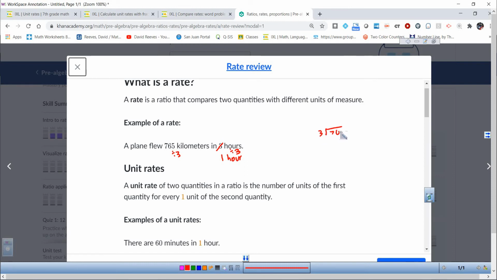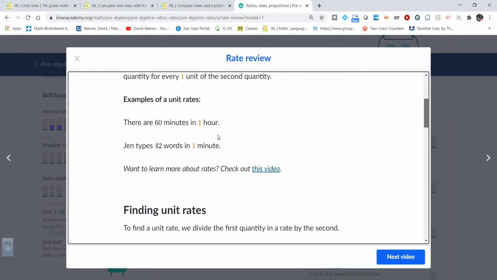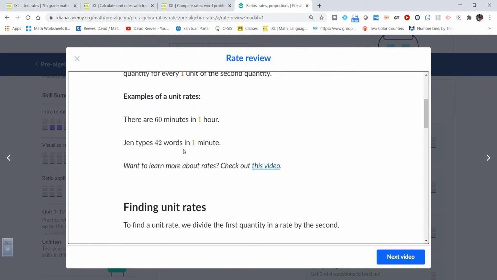So real quick, if I did 765 divided by 3, 3 goes into 7 2 times, right? 3 goes into 16 5 times. And 3 goes into 15 5 times, right? So it would be 765 kilometers in 3 hours would be equivalent to 255 kilometers in 1 hour, and that would give you your unit rate. All right? So 60 minutes in 1 hour, 42 words in 1 minute.